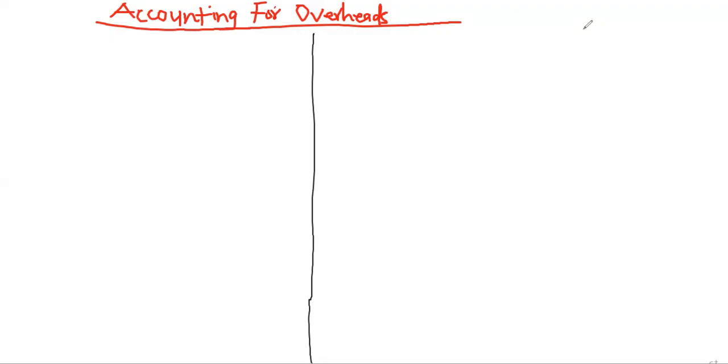So today we are going to look at accounting for overheads, a very simple topic in cost accounting. Under this topic, we are going to look at the meaning of overheads.